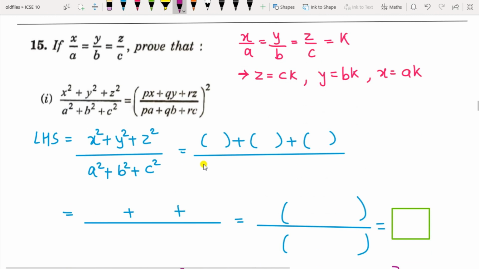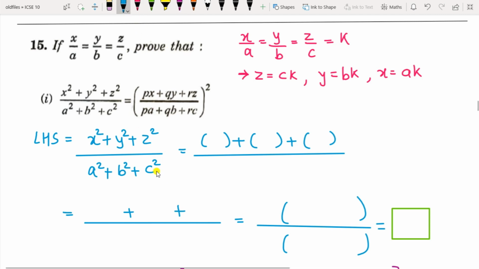For question 15, the ratio has been given as x upon a equal to y upon b equal to z upon c. Let that be equal to k, any constant. That means the values of all these ratios are the same, that is any same number. So from this we can find the value of z as ck, y as bk and x as ak. So in place of x, y, z you have to substitute ak, bk and ck respectively.